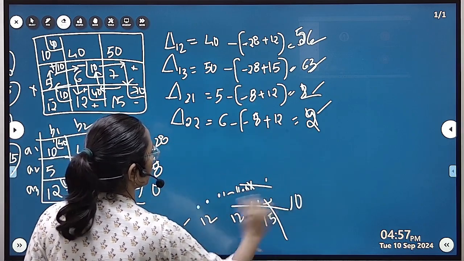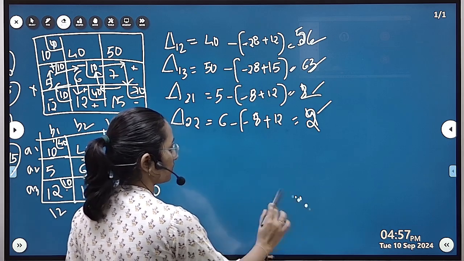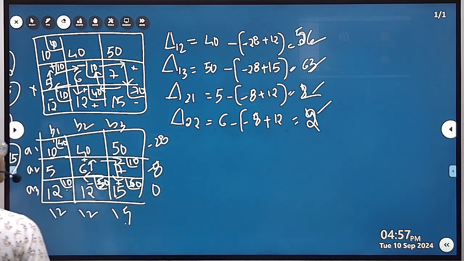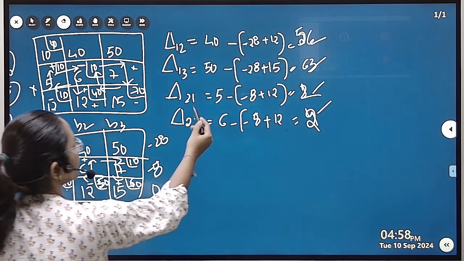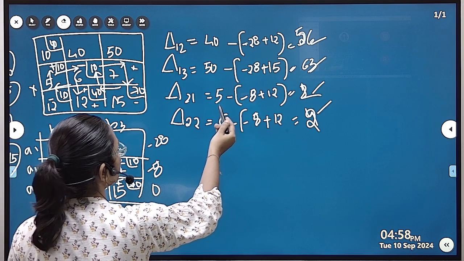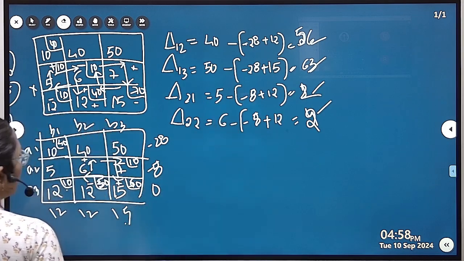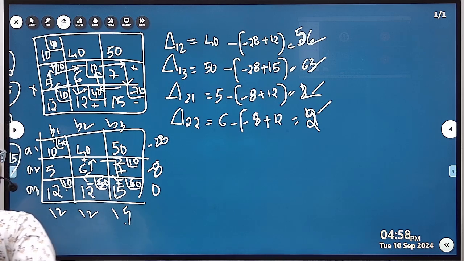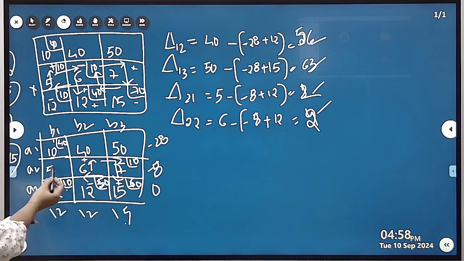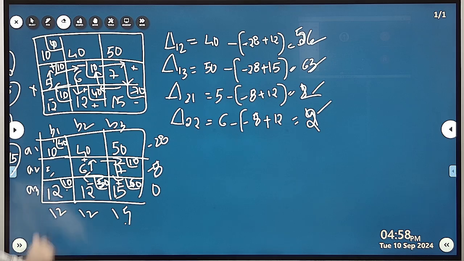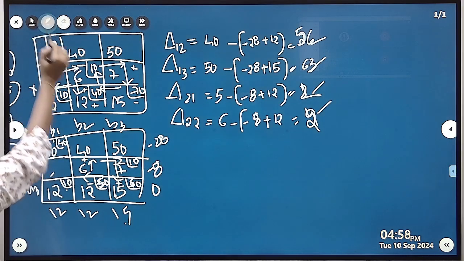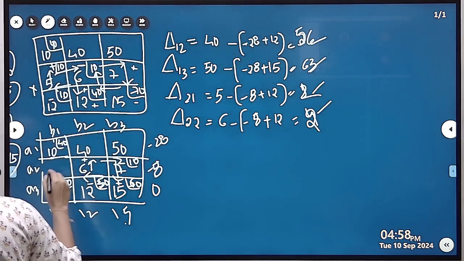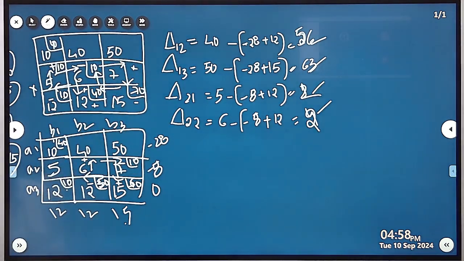Ma'am, in delta 2 1, will it be 5 or 8 here? Delta 2 1. Ma'am, will this be 5 or 8? Okay, that will also be 5, I think so. No, 5 only, because we are taking the cost, right? Cij. Okay, so this is 5. Sorry. So this is 5, right? Cost.